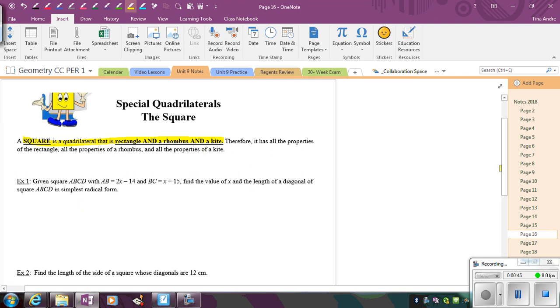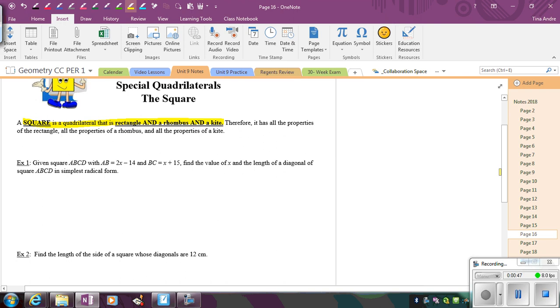So if we look at this example here, we have a square ABCD. So let's go ahead and draw this. And we have AB is 2x minus 14. BC is x plus 15. We want to find the value of x and the length of a diagonal of a square.